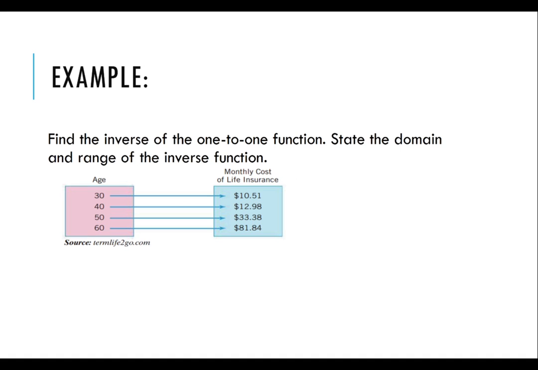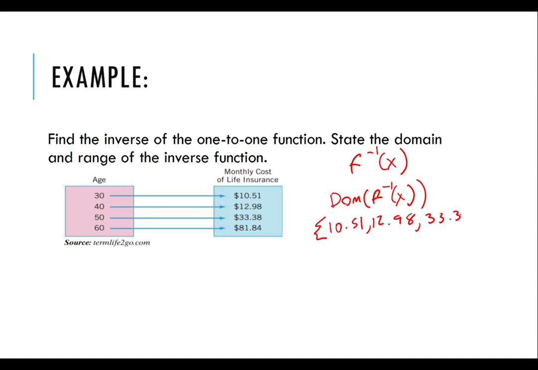So here we want to find the inverse of the one-to-one function. We're going to state the domain and range of the inverse function. Well, honestly, all you have to do to find the inverse is take the arrows and make them go the other way. That's it. But if we're looking for the inverse function, f inverse of x, the domain of this is just going to be the outputs of the original function. And so the domain of f inverse of x is 10.51, 12.98, 33.38, 81.84, and that's it. So that's the domain.